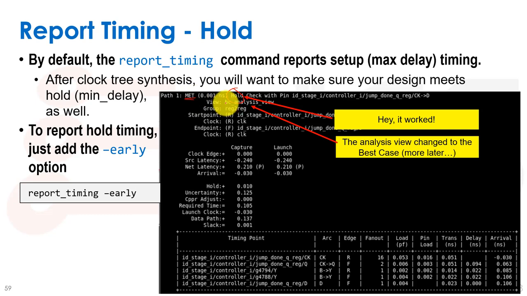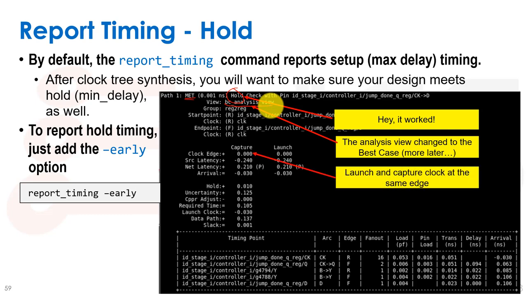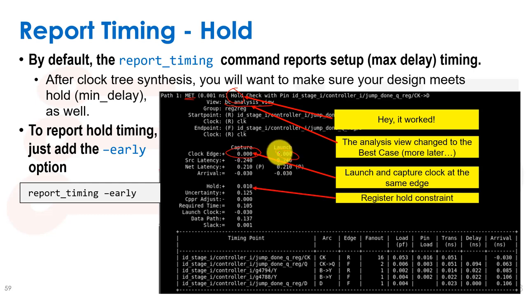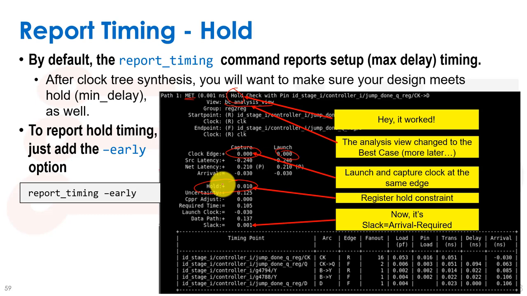Okay, I also mentioned that the analysis view changed to best case analysis view, which is what we expected for hold, as we'll discuss in a few minutes. Okay, now what did we say about hold timing? We don't have this phase delay of a period, so the capture path starts at the same edge as the launch path, which is what we would expect for a hold timing path. Instead of a setup constraint, we have a hold constraint over here, and instead of required minus arrival, we get the slack as arrival minus required. So this is a different type of timing report, and it's showing hold, but it's very similar, and all of the components of it are similar to what we had for setup.